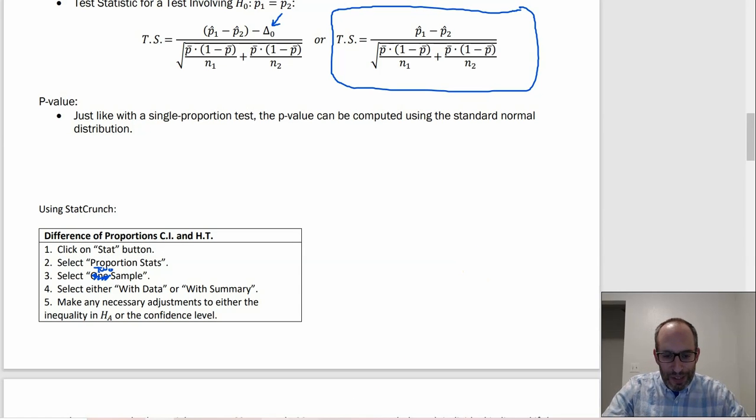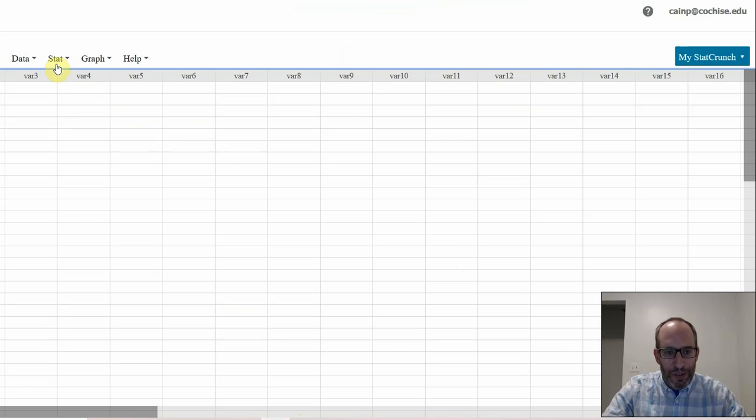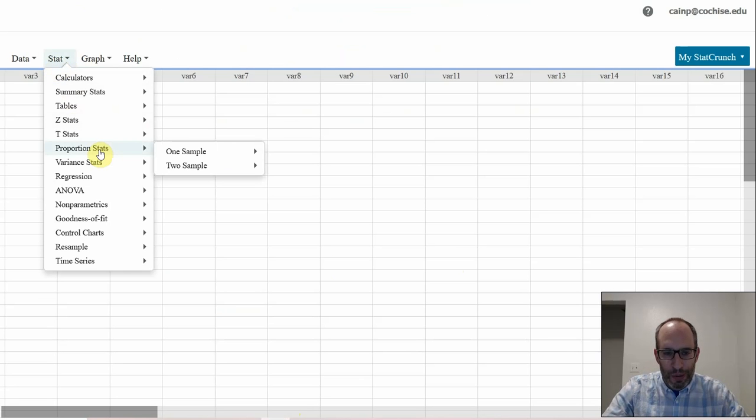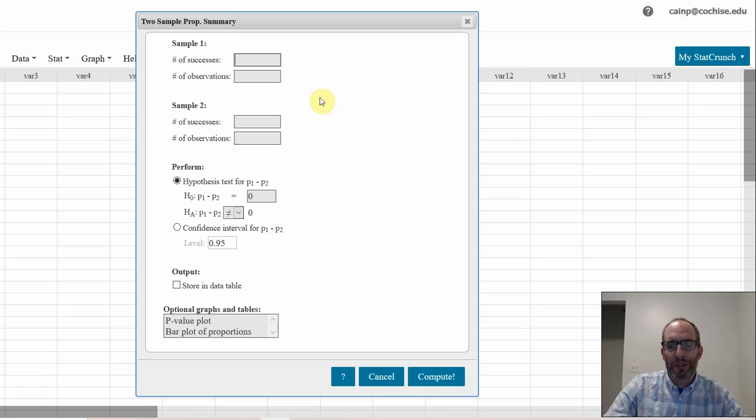So if I go to StatCrunch, I can show you where it is. So stat, then proportion stats, 2 sample, and then we're never going to have data for proportions. We're always going to have the sample proportions. So you would just go to with summary. And then you can see in here, you've got a place to put your first sample proportion, its numerator and denominator, then second sample proportion, numerator and denominator, and then whatever you're going to do, a hypothesis test or a confidence interval, all that stuff right there. You can toggle or change whatever you need to do.